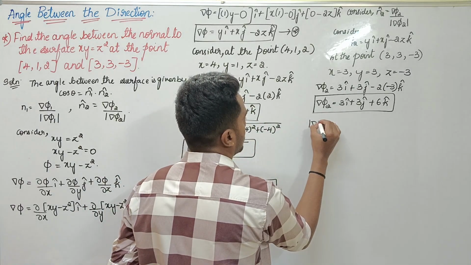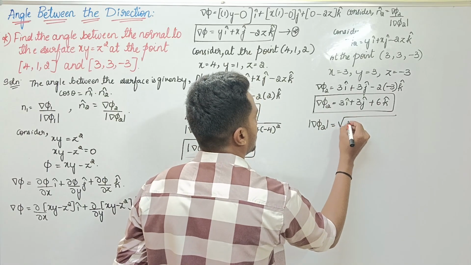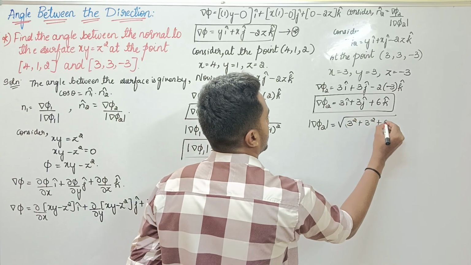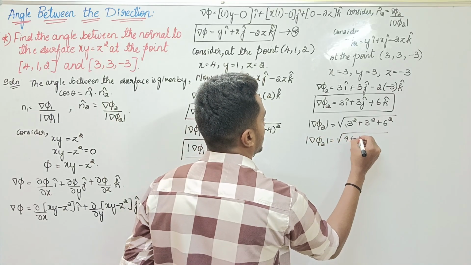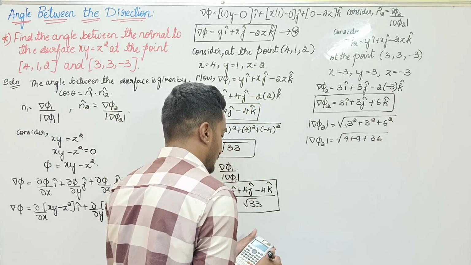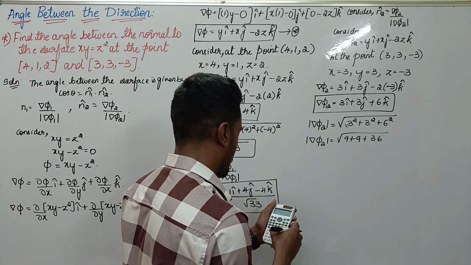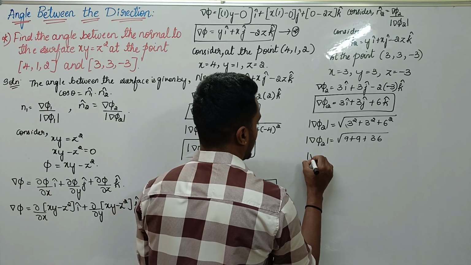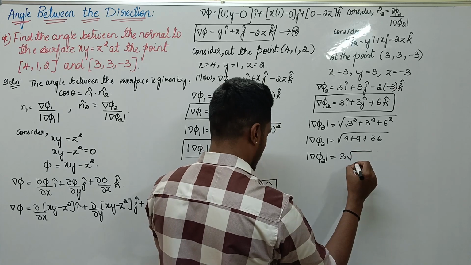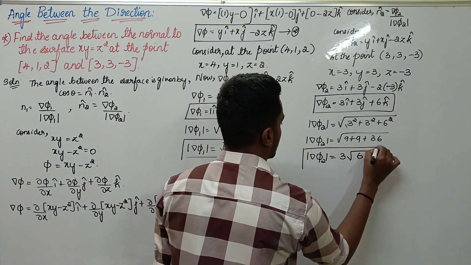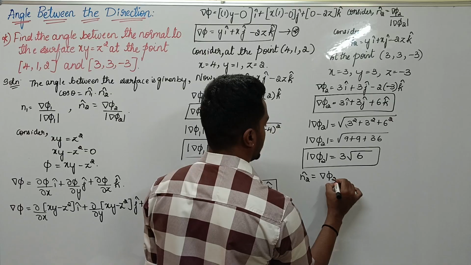Now let us find the modulus of gradient phi2. That is the square root of 3 square plus 3 square plus 6 square, which is equal to root of 9 plus 9 plus 36. You get 3 root 6. This is our modulus of gradient phi2.